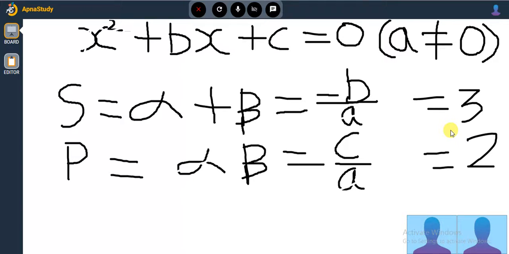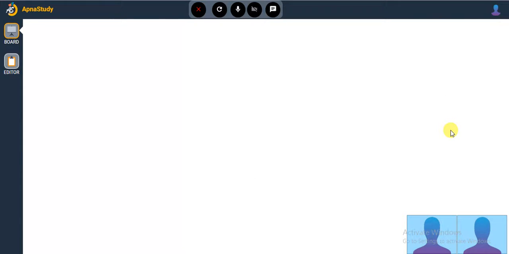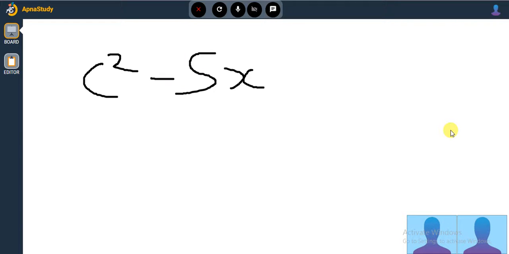When these two things are given to you, you will be able to write the equation as x squared minus Sx plus P is equal to 0. What is S and P here? S is the sum of the roots and P is the product of the roots. As we were discussing, if those two roots are 1 and 2, then S will be 3 and P will be 2.